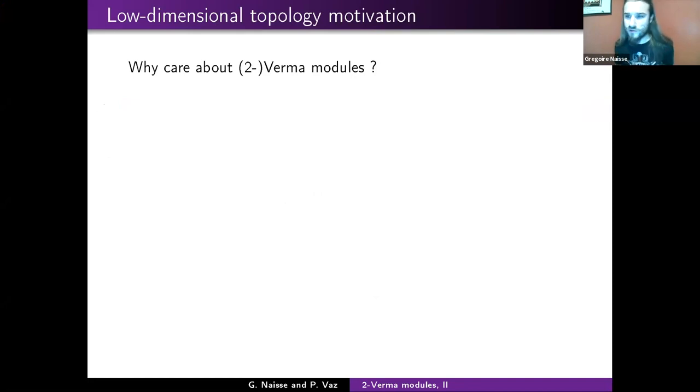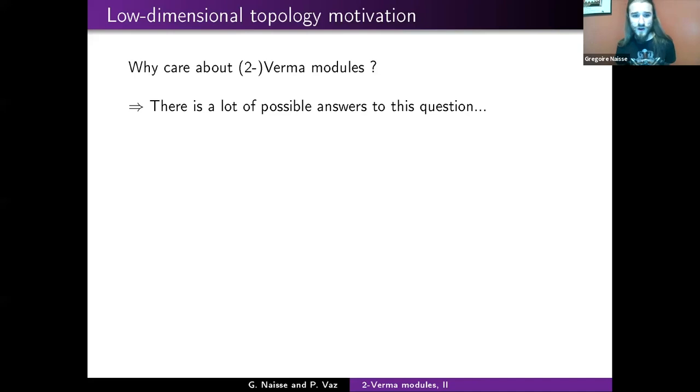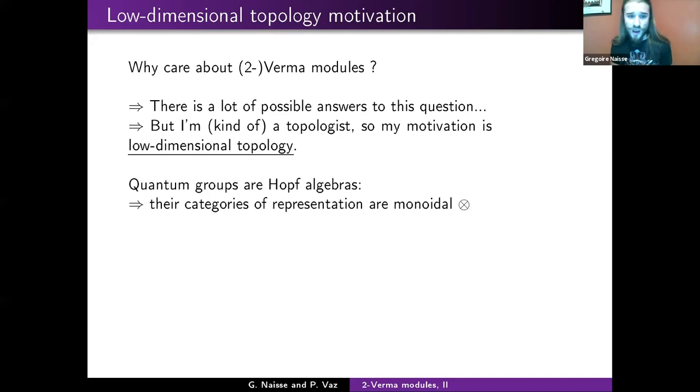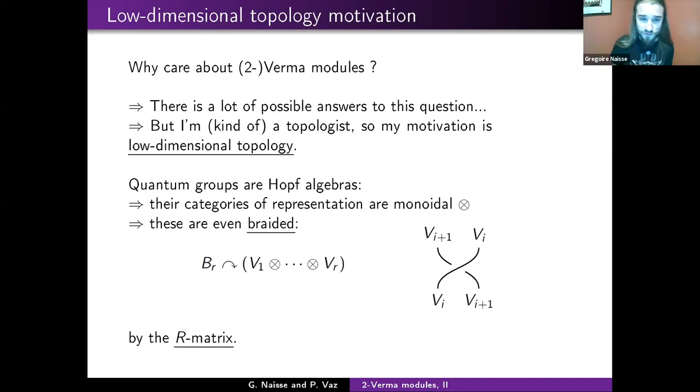Okay, so why should we care about Verma modules and categorification? Of course, there are a lot of possible answers to this question, especially for Verma modules. These are very, very important objects. But because I am kind of a topologist, my motivation will be low-dimensional topology. Quantum groups are precious objects because they are non-commutative, non-cocommutative algebras. So it means that the category of representations is monoidal. You can act on tensor products by using the comultiplication. And more than that, if you are a bit careful, you can make them braided. So basically you have an action of the braid group on a tensor product of representations over quantum groups. And because these quantum groups are neither commutative nor cocommutative, this action of the braid group is not trivial. So you really have some interesting 3D information there.